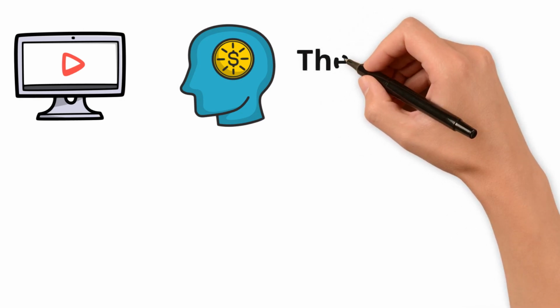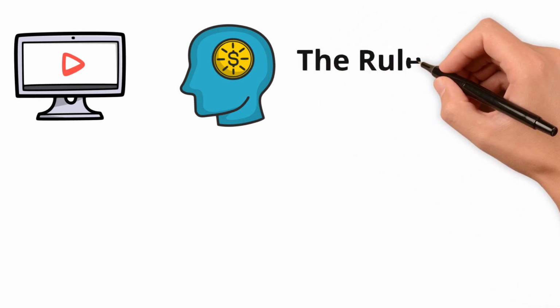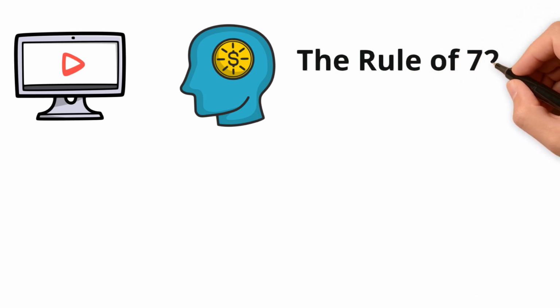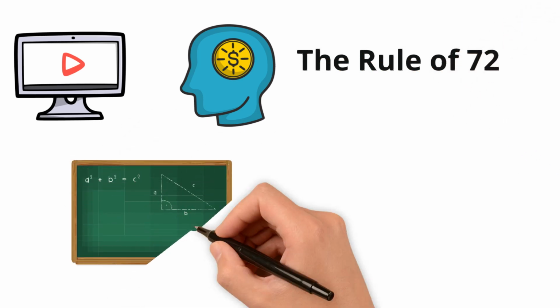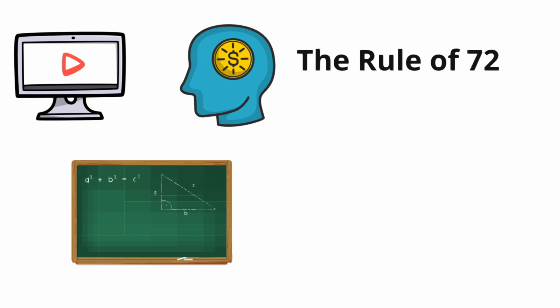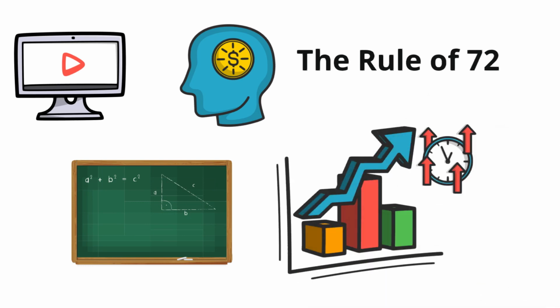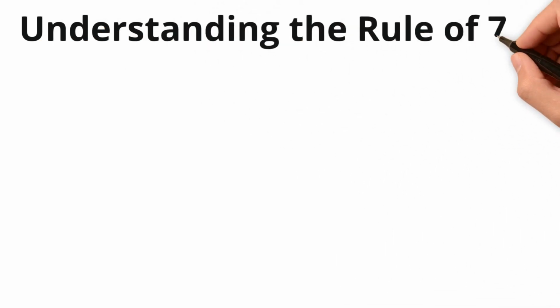In today's video, we're going to dive deep into a financial rule that's simple yet incredibly powerful. The rule of 72. This is a simple mathematical formula to understand how fast your investment would grow with time. Stick around because we're not only going to explain the rule of 72, but also provide you with 5 practical examples to help you grasp its full potential. Let's get started understanding the rule of 72.